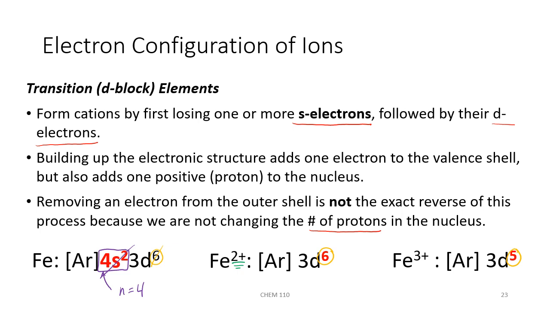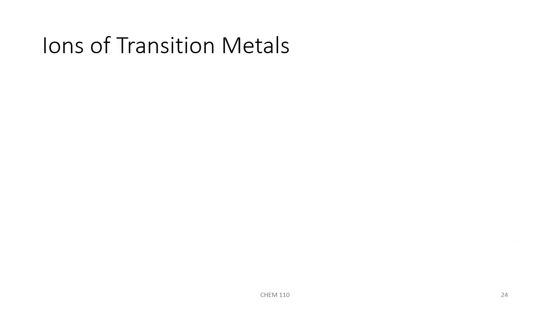And then a 3+ charge forms because now we have 3d5, and we saw before that the 3d orbitals being all half filled is particularly stable. So often how many electrons are left in the d subshell will dictate what possible charges the transition metals can form in the first place.